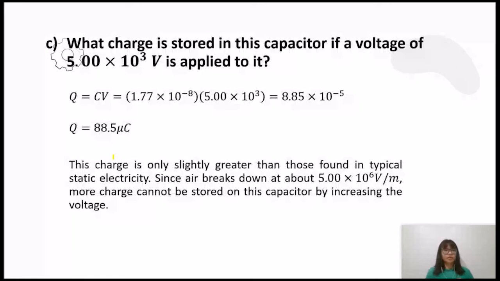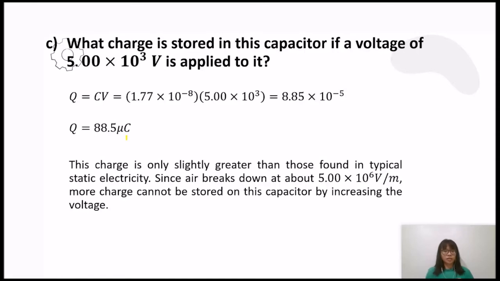Last, for question 1D, what charge is stored in this capacitor if a voltage of 5 times 10 to the power of 3 volts is applied to it? We use the equation relating charge to capacitance, Q equals CV, where C is 1.77 times 10 to the power of negative 8 and V is 5 times 10 to the power of 3. We get a charge of 88.5 microcoulomb.